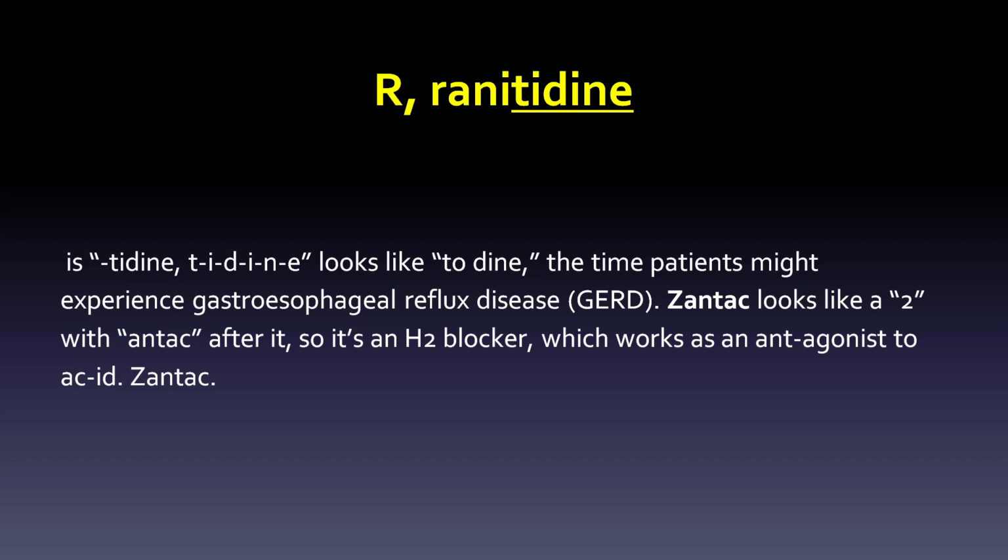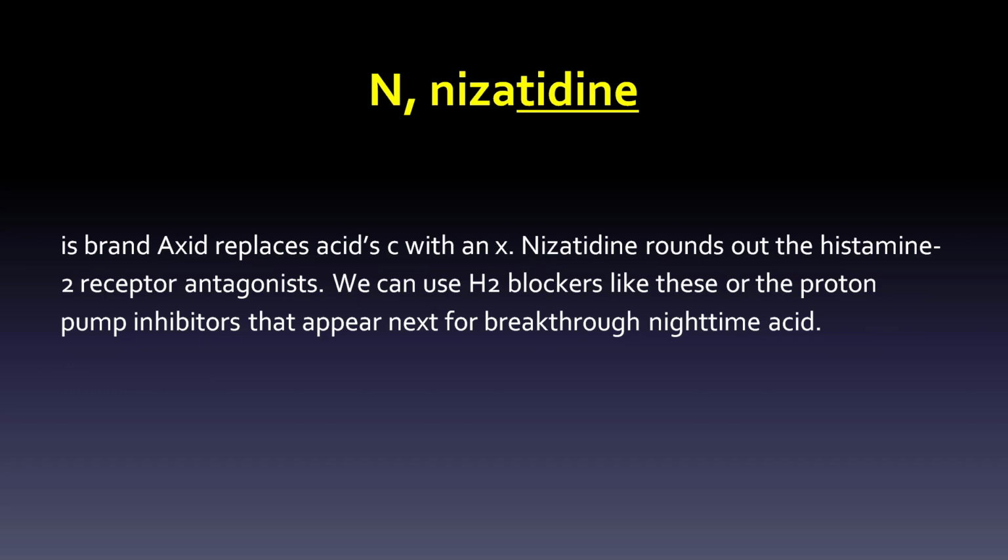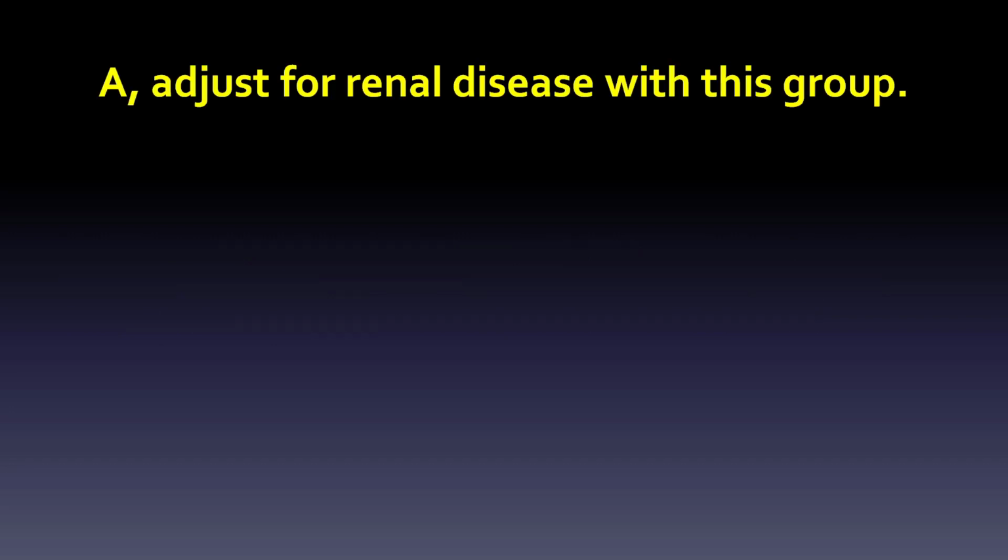Zantac looks like a 2 with antac after it, so it's an H2 blocker, which works as an antagonist to acid. The ant in antagonist and the AC in acid will help you to remember Zantac. N. Nizatidine's brand Axid replaces acid's C with an X. Nizatidine rounds out the histamine 2 receptor antagonists. We can use H2 blockers like these, or the proton pump inhibitors that appear next, for breakthrough nighttime acid. I. And finally, A. Adjust for renal disease with this group.